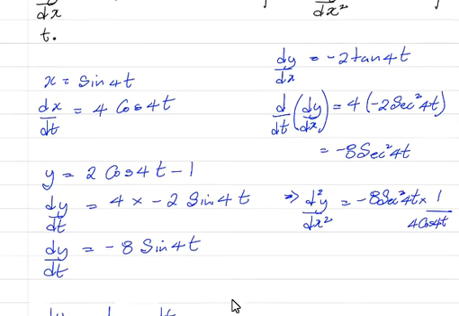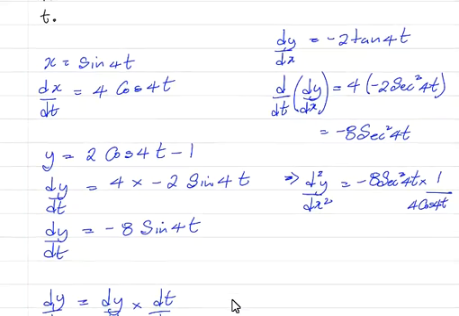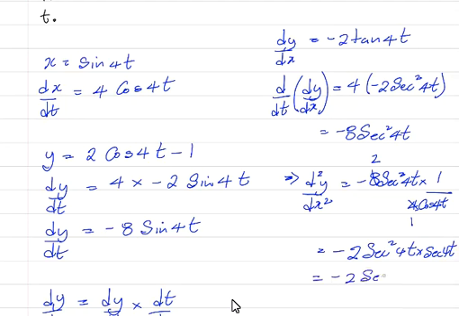Again, 4 into 8 is 2, so this is equal to minus 2. And 1 over cos is sec. So this is going to be sec squared 4t times sec 4t. So this is equal to minus 2 sec cubed 4t.